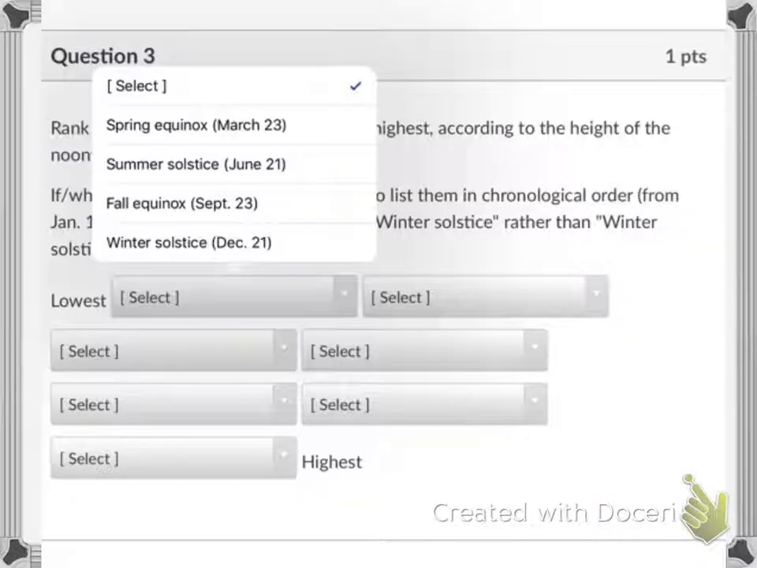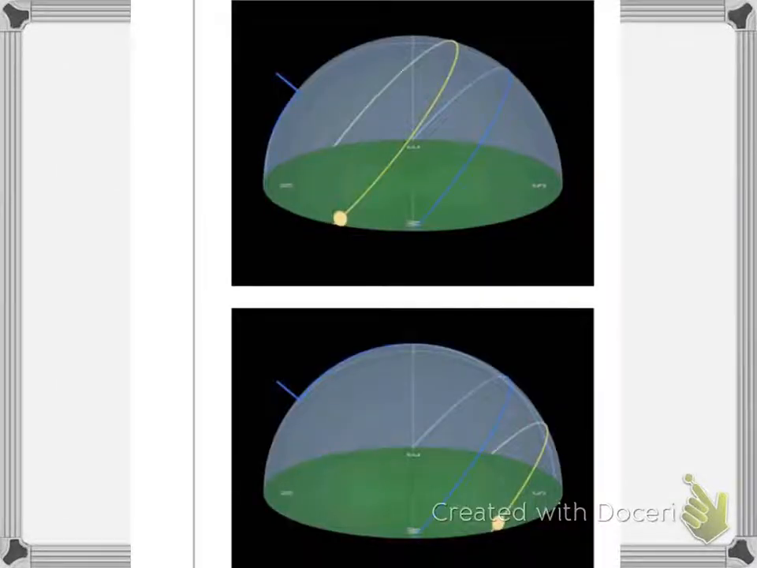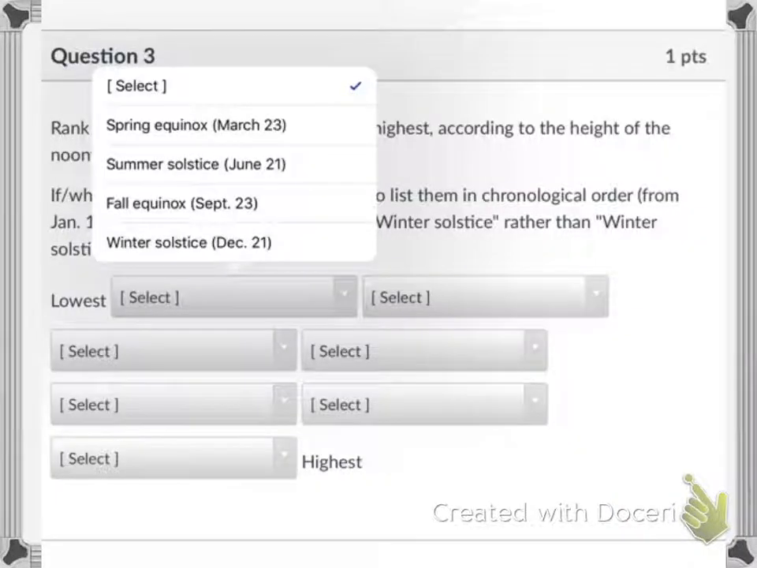Now moving on to question number 3. Notice it wants you to rank the height of the noontime sun in the sky. So it'll be worth going back and watching where the sun is located in the sky at noontime on the summer solstice and on the winter solstice. That should help to inform you for question number 3.